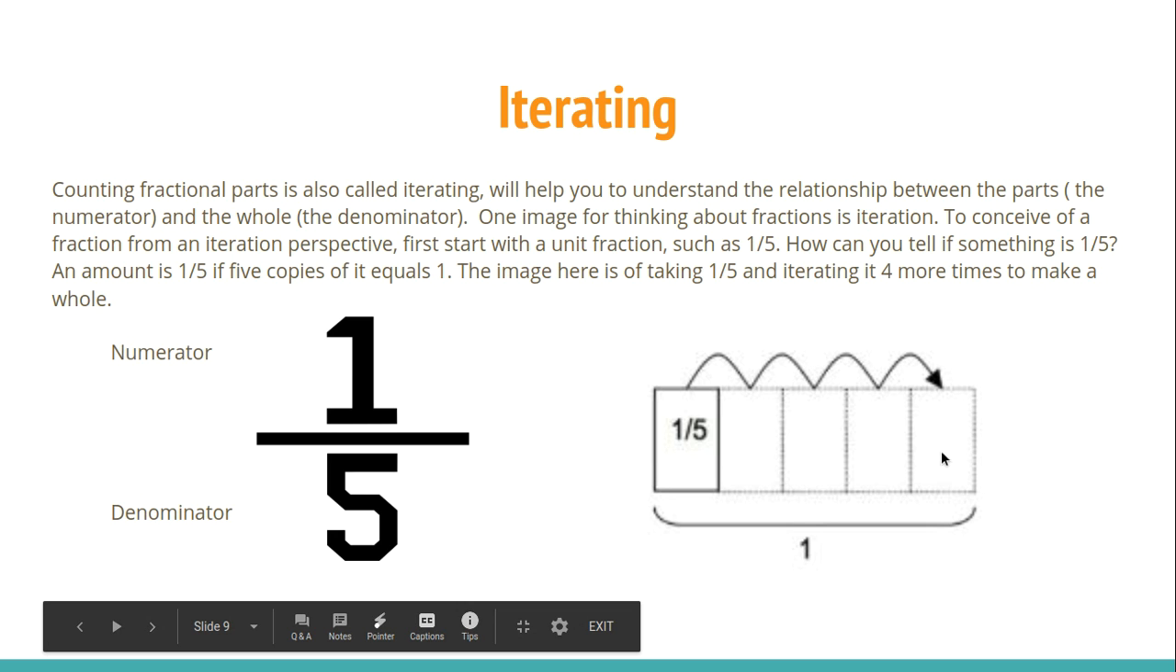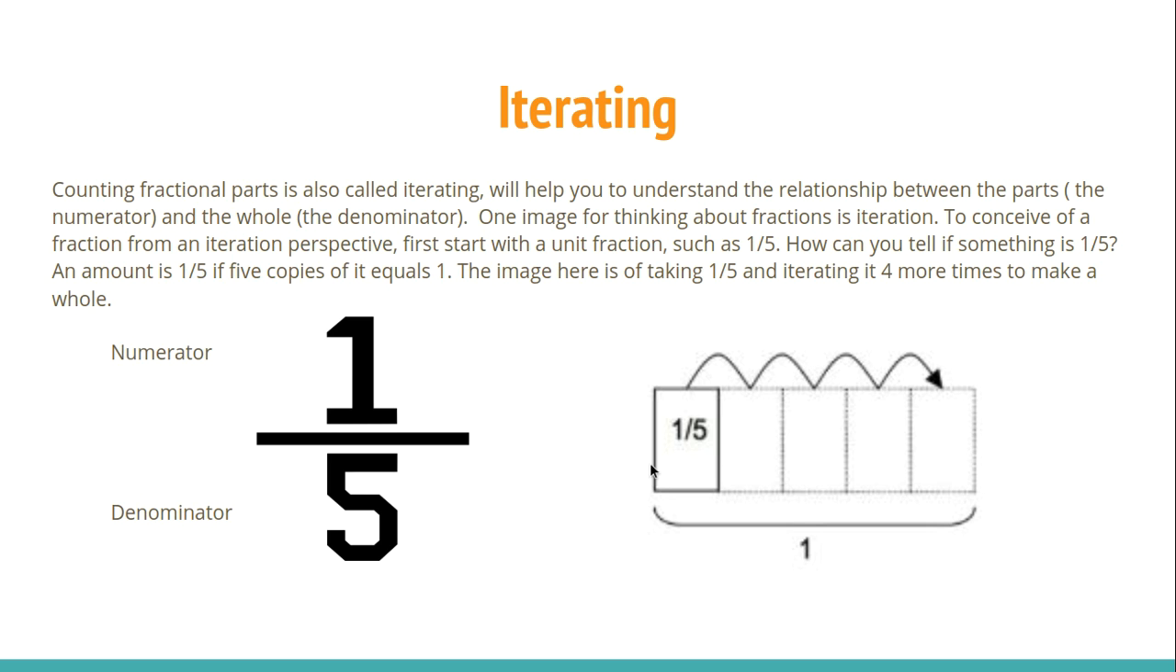You have the whole. This is a whole. And then you cut into 5 equal pieces. So you have 1, 2, 3, 4, 5. So that makes 1/5. So the amount of 5 copies of 1/5 equals 1. The image here is taking 1/5 and iterating it 4 more times to make the whole.